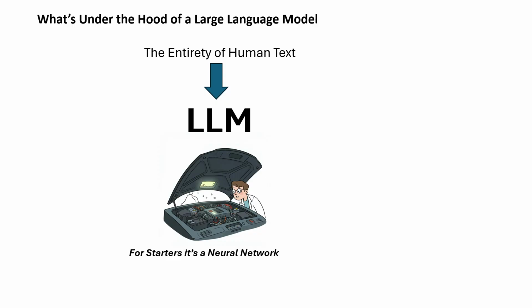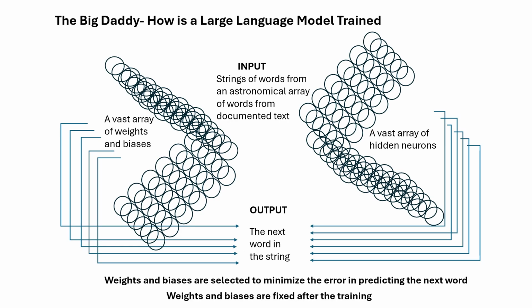Okay, so let's get to the large language model. So what's under the hood of a large language model? We've all probably heard that the LLM has been trained on the entirety of human text. Now, for starters, what's under the hood? Well, what's under the hood is a neural network. A large language model is a neural network. And it's trained with the same ideas that we looked at for the 4 microphones. You want to minimize the error of a calculated value and an actual value.